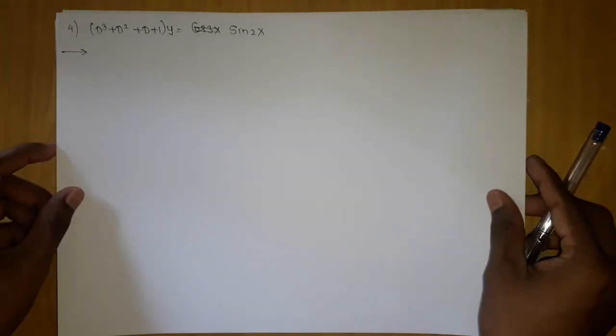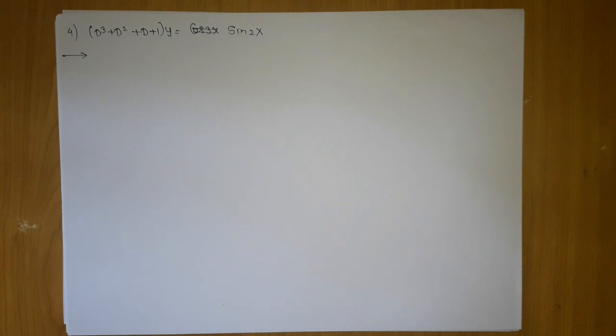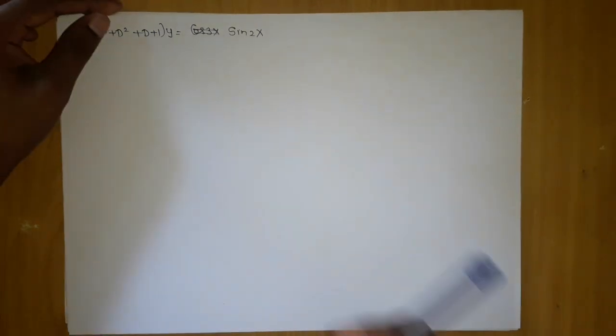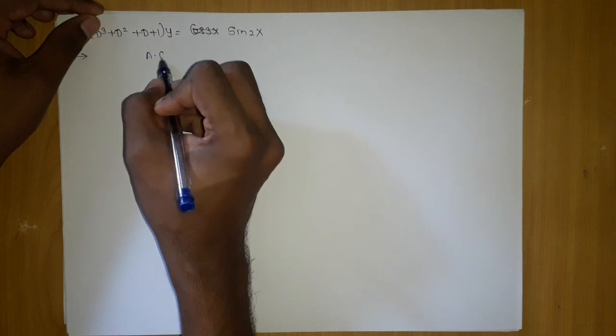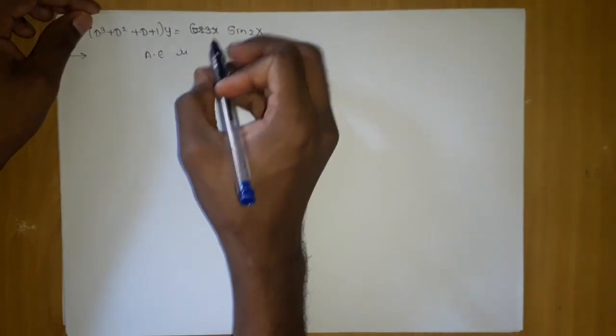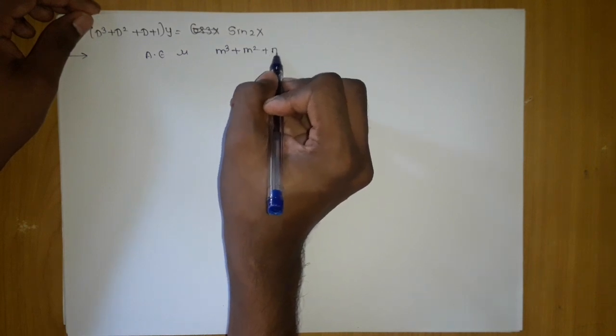The next question, the fourth one, says (D³ + D² + D + 1)y = sin 2x. How are we going to do this? We are going to get the auxiliary equation. The auxiliary equation is f(D) with D replaced by m: m³ + m² + m + 1 = 0.